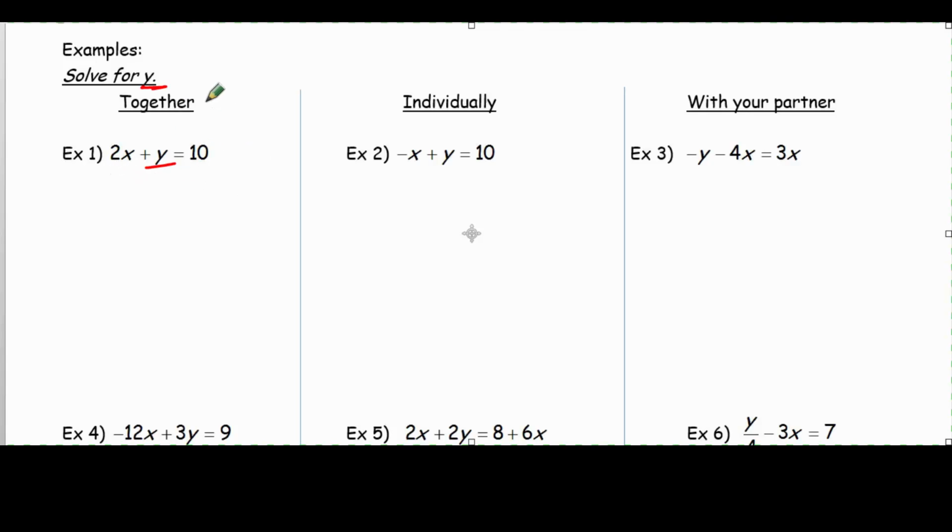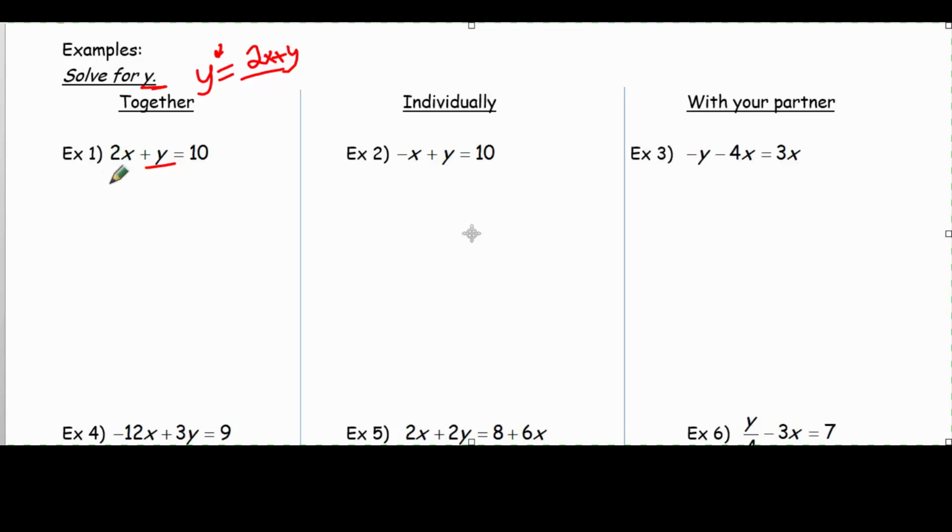Now the problem is, we want this to be y equals something. I don't really care what that something is, but my goal is to have y over here. Now, a couple rules. You cannot have y on both sides of the equation. So if you have y equals 2x plus y, this is not solved for y because there's a y on the other side of the equation.